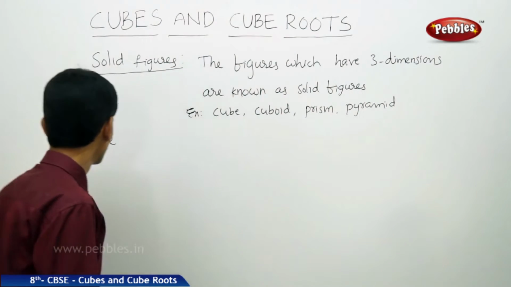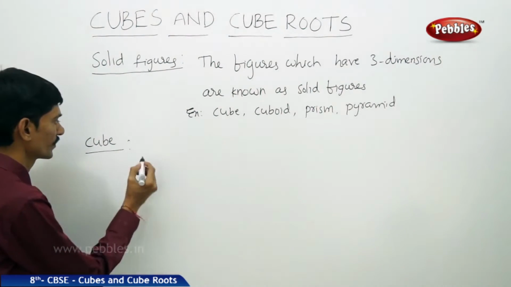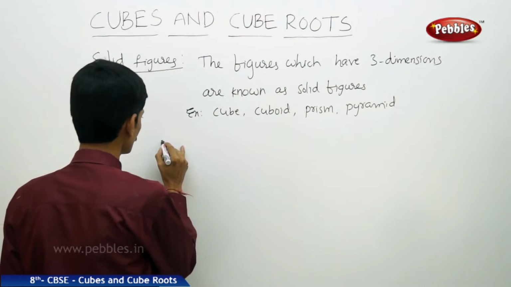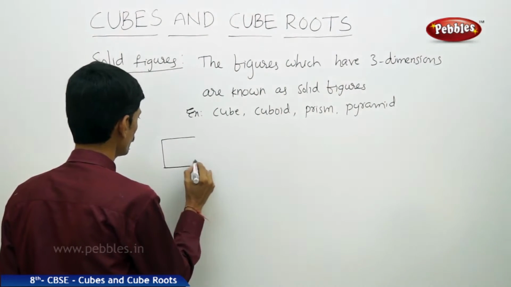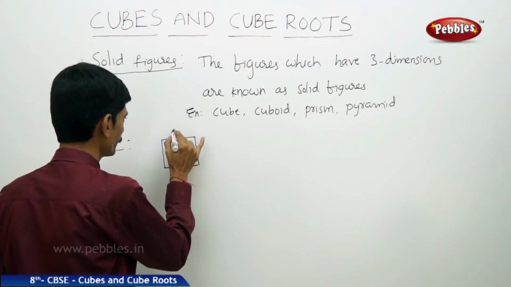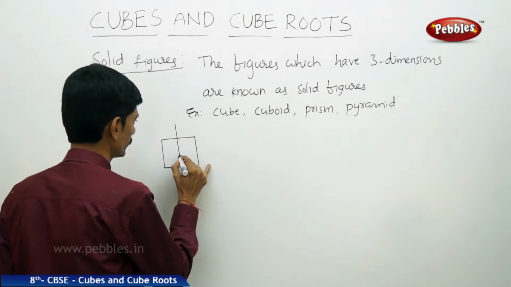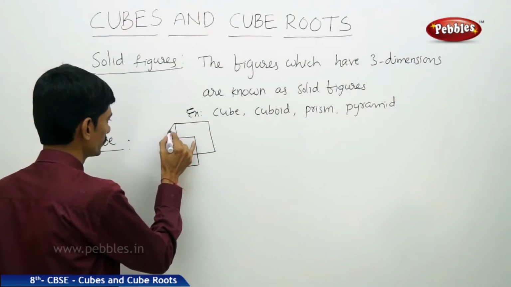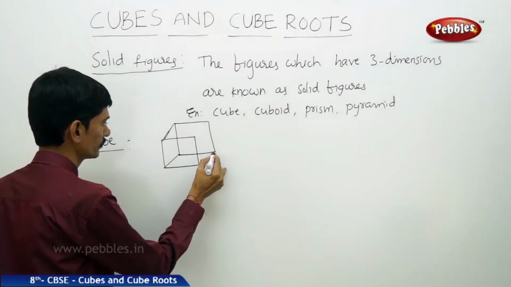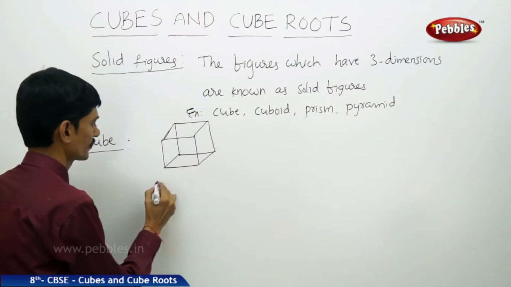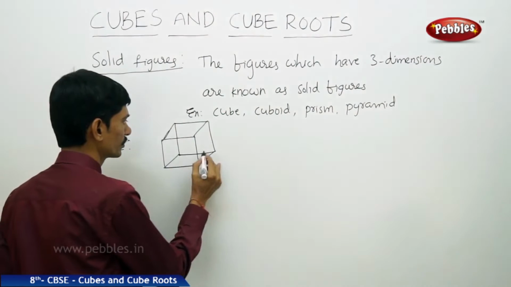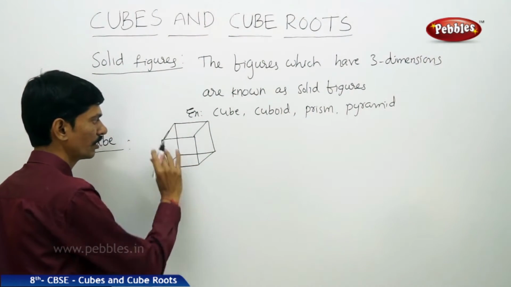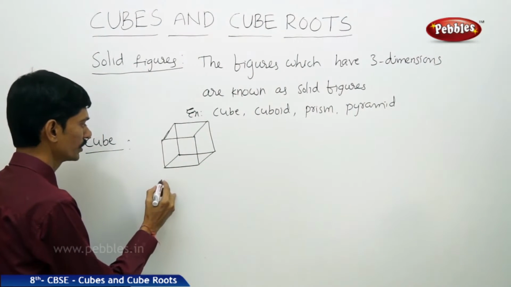Now what is a cube? A solid figure in which all the sides are equal is called a cube. Here all the sides are equal. If one side is 1 centimeter, then all its sides are equal. So that is called a cube.